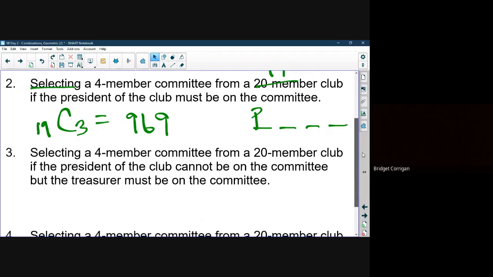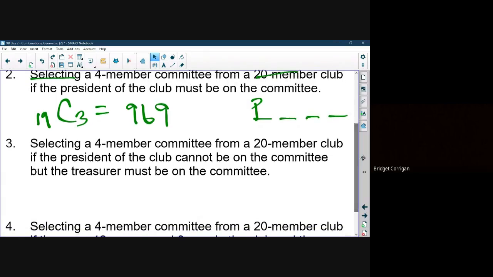Okay, so adding on to that, this time we're selecting a 4-member committee. Again, it doesn't matter the order, so this is going to be a C again. We're choosing 4 members from a 20-member committee, but this time the president of the club cannot be on the committee, so we're taking him out of the mix, and the treasurer must be on the committee.